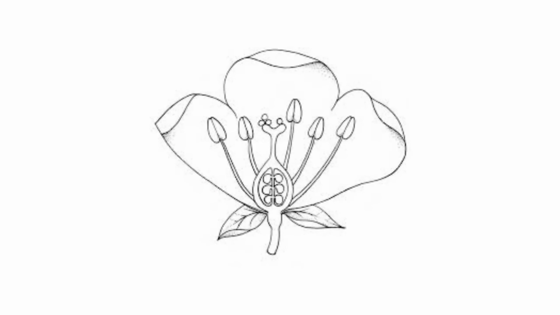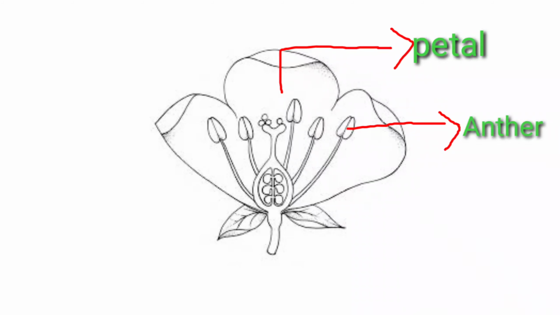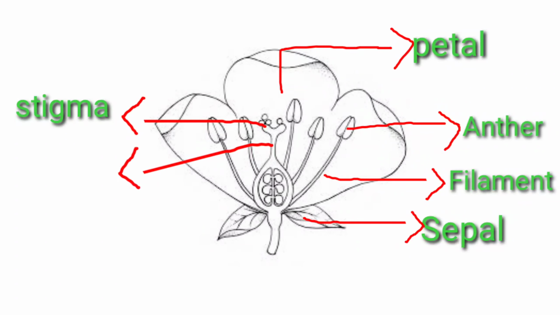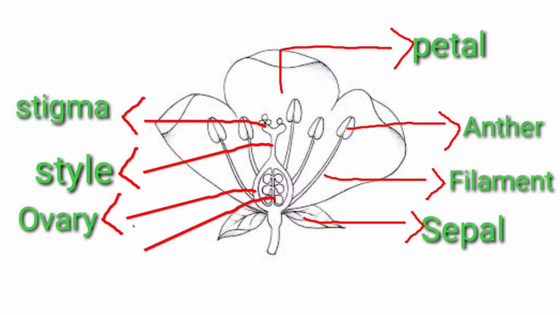To start with, let's label this flower so that we can understand the parts of the flower. First we have got petal, then we have got anther, then we have got filament, then we have got sepal, and then we have got stigma, style, ovary, and the last one is ovule. These are the parts of the flower.